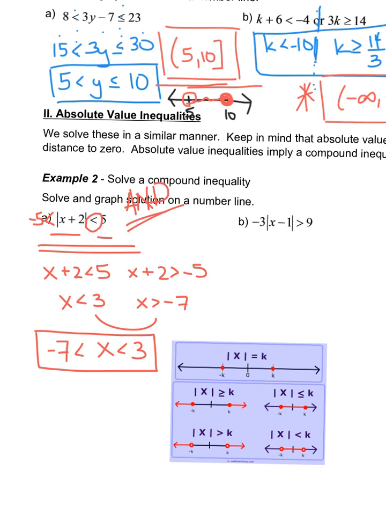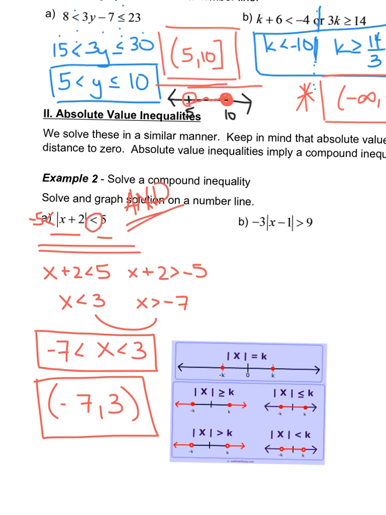It's not 2 separate answers, it's the overlap of the 2, which is between -7 and 3. If I'm using interval notation, I'm going to put -7 and 3. They're both open circles, so I'm going to use parentheses.